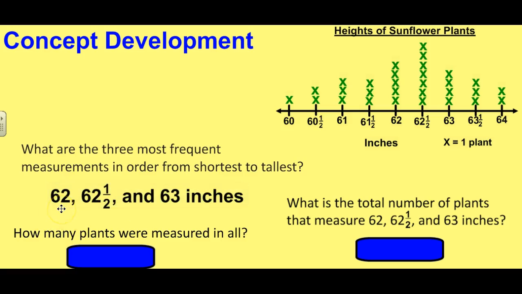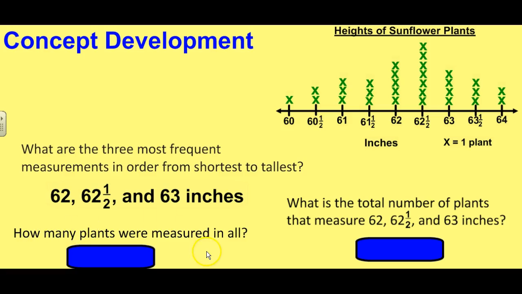So you should have written 62, 62.5, and then 63. If you put 62.5 first, that's not right because you were thinking that 62.5 had the most X's, and that's right, but it said to list them from shortest to tallest, not from the most X's to the least amount of X's. 62 was the shortest out of those 3 measurements, and 63 was the tallest out of those 3 measurements.